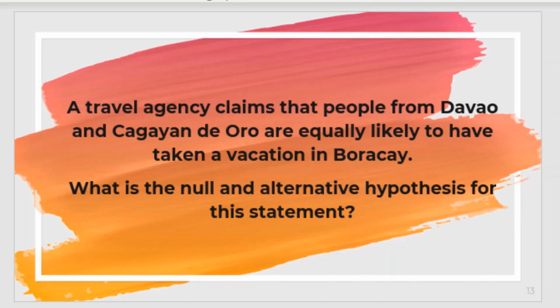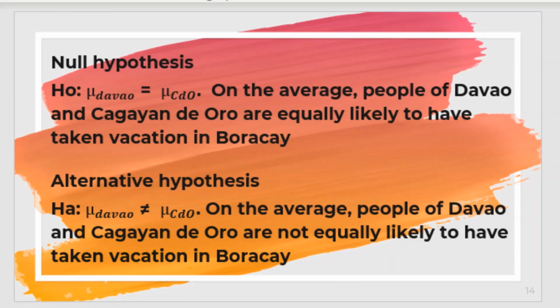Sinasabi nung travel agency, they're claiming that the people from Davao and Cagayan de Oro are equally likely to have taken a vacation in Boracay. So there's a hint in there, equally likely to have taken a vacation in Boracay. So how are we going to state the null and alternative hypothesis out of that? Here it is. For null hypothesis and alternative hypothesis, so take note first that in this case, we'll be utilizing this symbol.